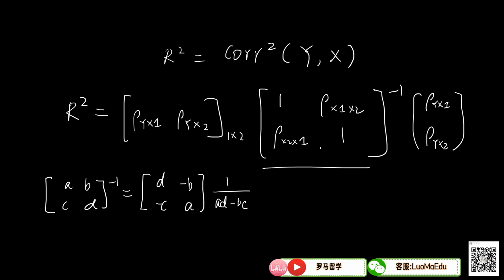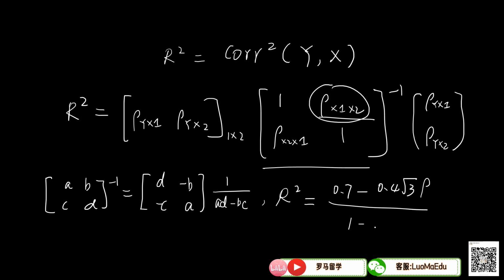So the final answer will be R squared equal to 0.7 minus 0.4 times the square root of 3 times rho, divided by 1 minus rho squared. I just simplify the notation here: rho means the correlation between x1 and x2, I don't use the notation like this, I just use rho to simplify the equation.